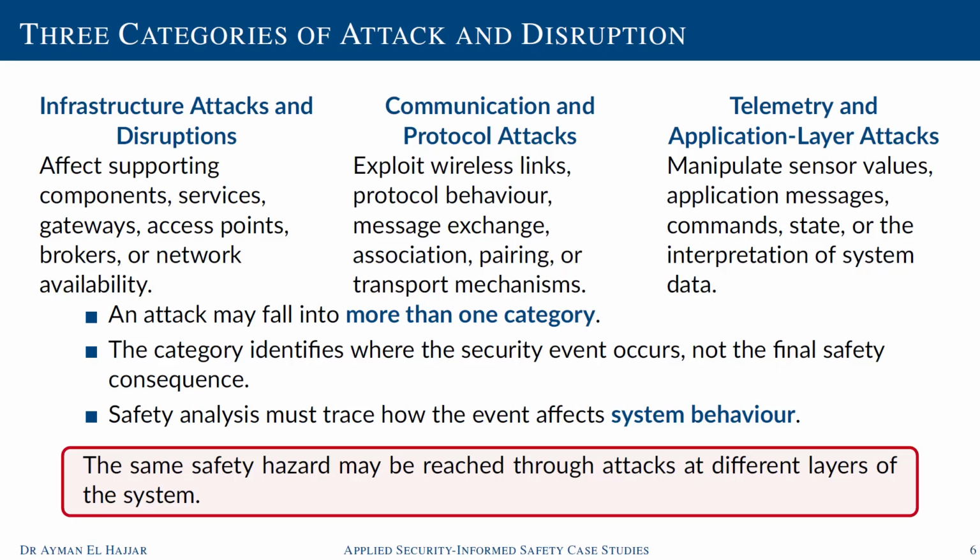An attack may span more than one category. The category identifies where the security event occurs, not the final safety consequence. Safety analysis must trace how the event affects system behavior.